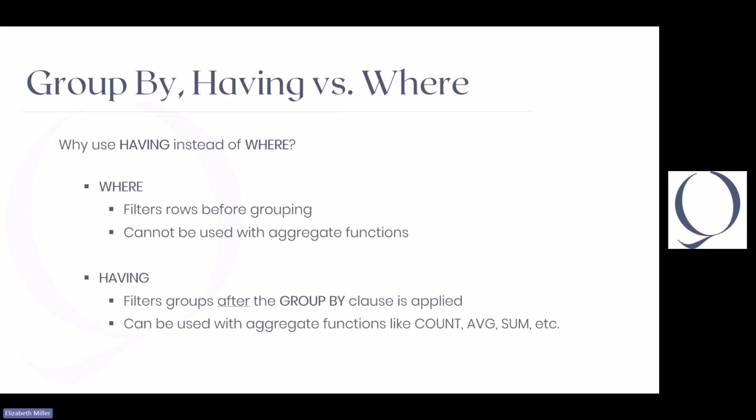So again, let's talk about when I should use having versus when I should use where. The where function filters out rows before your grouping is done. This is not usually used and cannot really be used with aggregate functions like that count function we were just showing. However, your having section allows you to use the aggregate functions, and it filters after the group by clause.